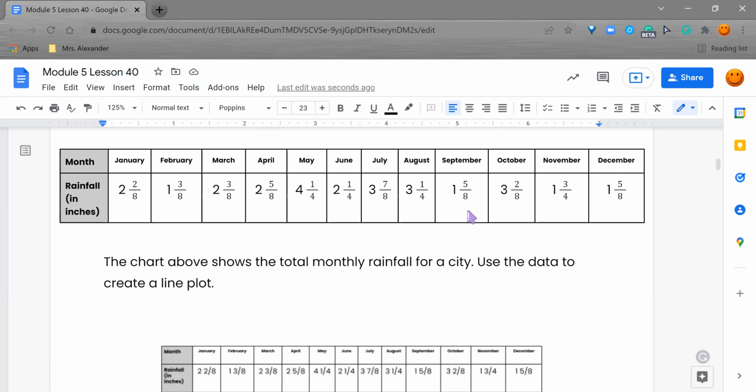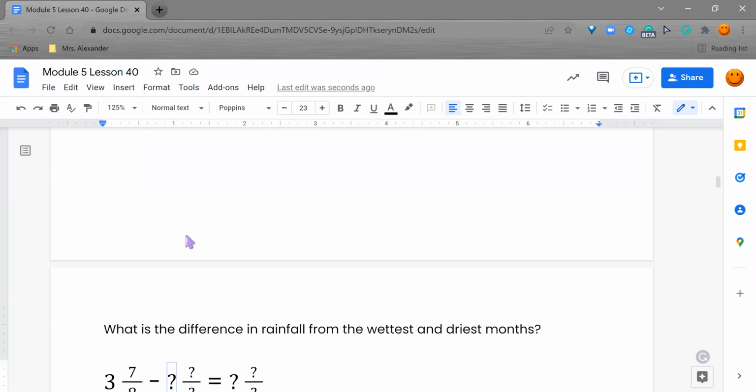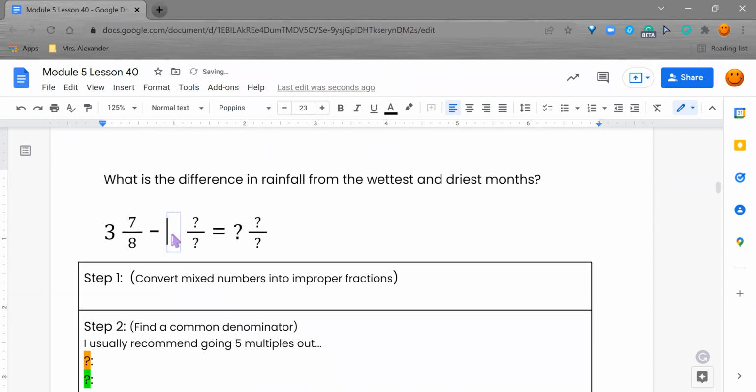Actually, I think that is our smallest one, because 5/8 is bigger and 3/4 is bigger. So it's 1 3/8. So I'm going to come right down here and go 1 3/8.